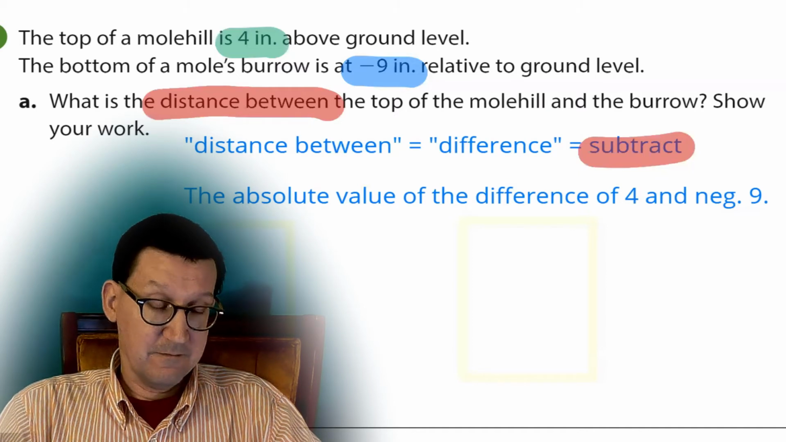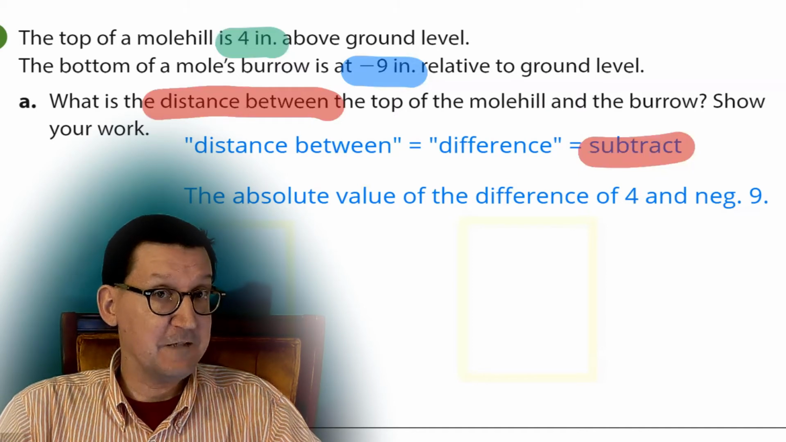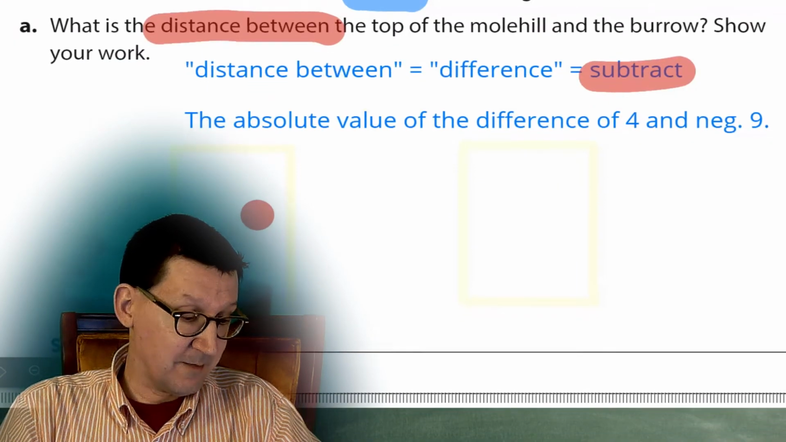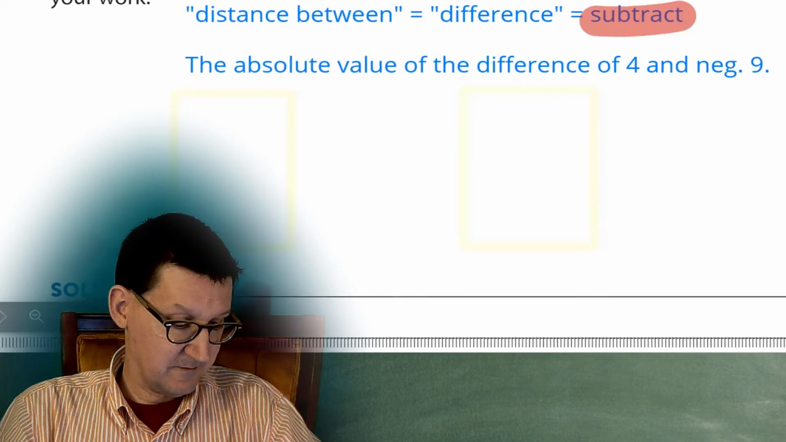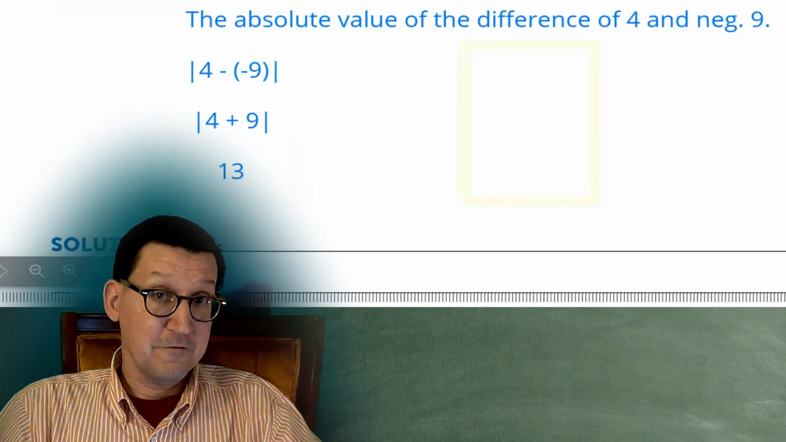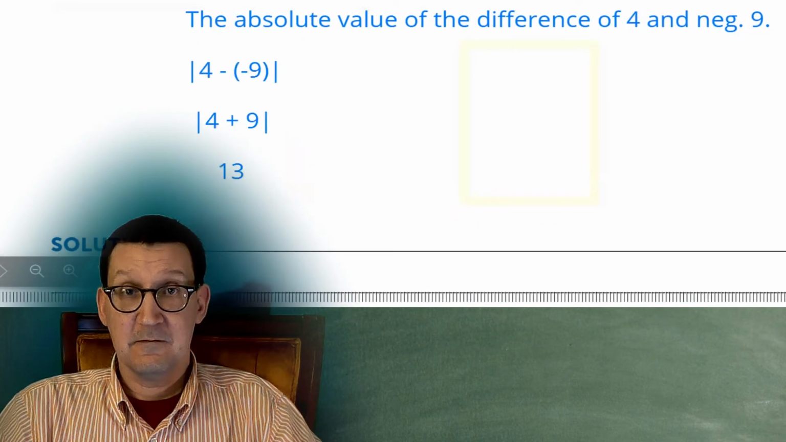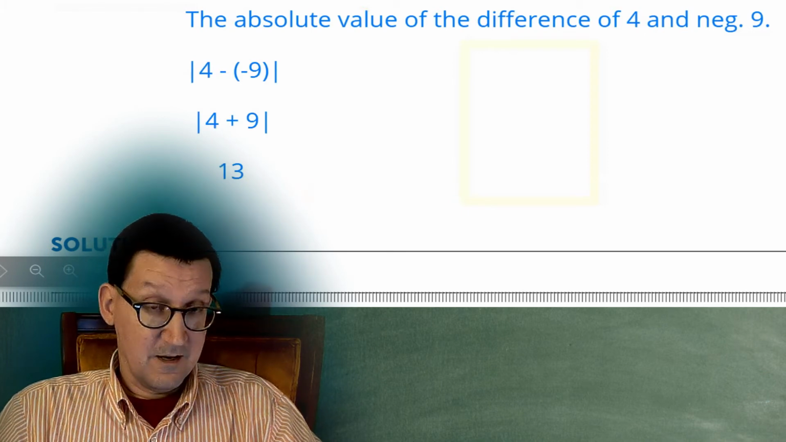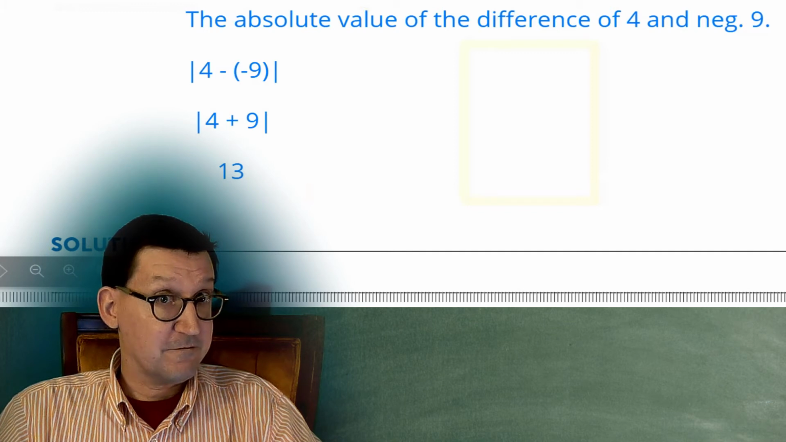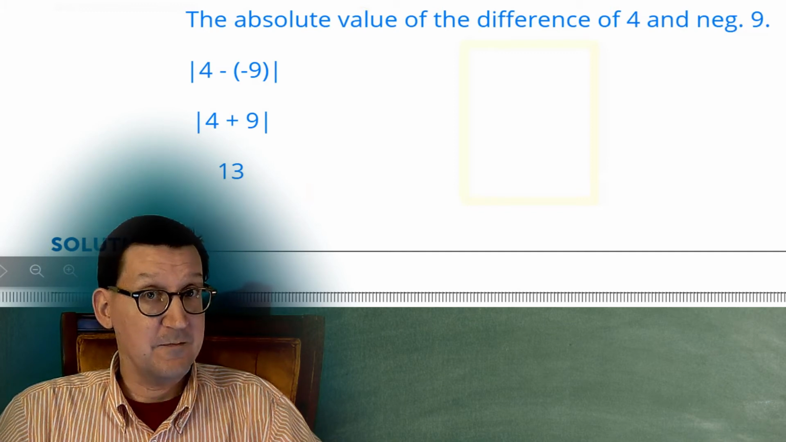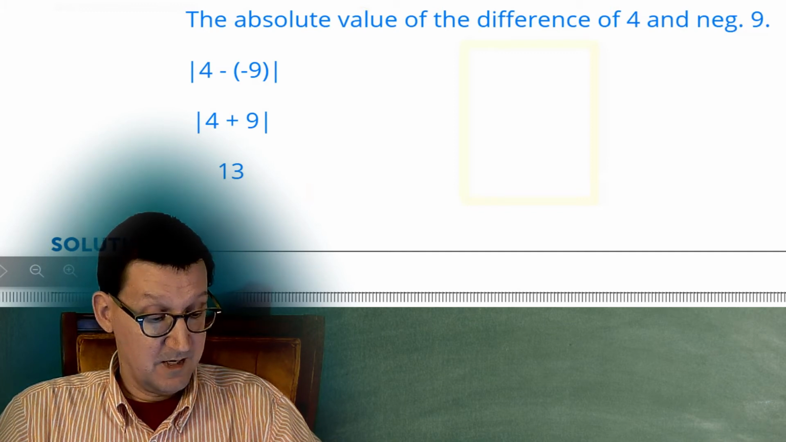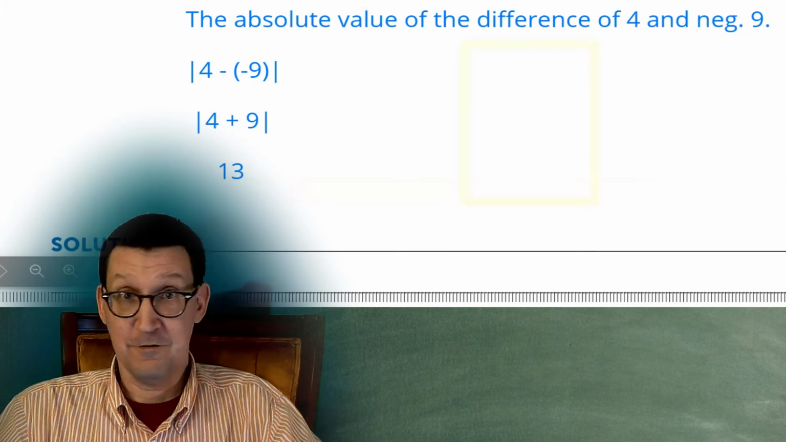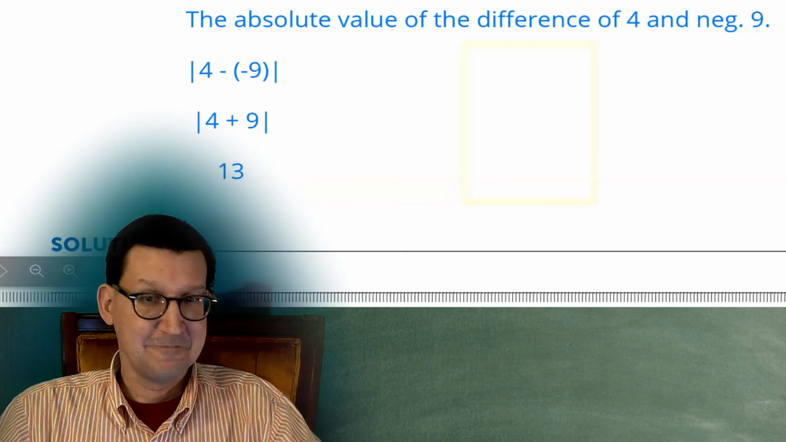So we can do that, right? Just like we did earlier on. We can find the difference by subtracting. We just subtract those two numbers. And what we come up with looks like this. We have the absolute value of 4 minus a negative 9, right? Because we're subtracting 4 and negative 9. Subtracting a negative becomes a positive. So 4 minus a negative 9 is the same thing as 4 plus 9. And 4 plus 9 is 13. The absolute value of 4 plus 9 is also 13.